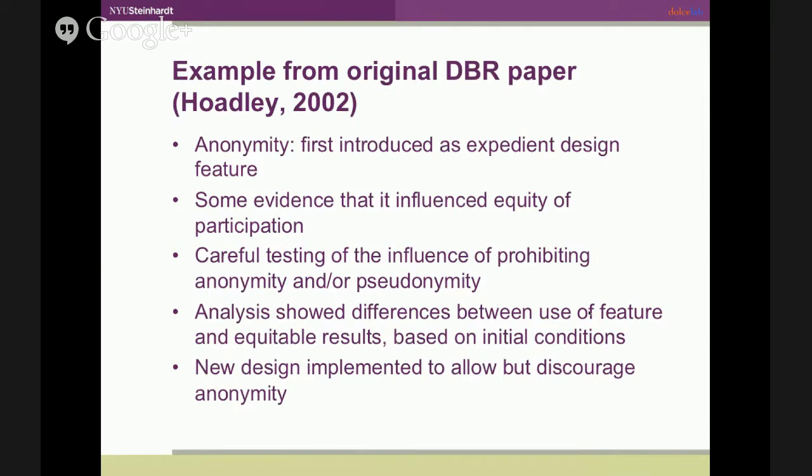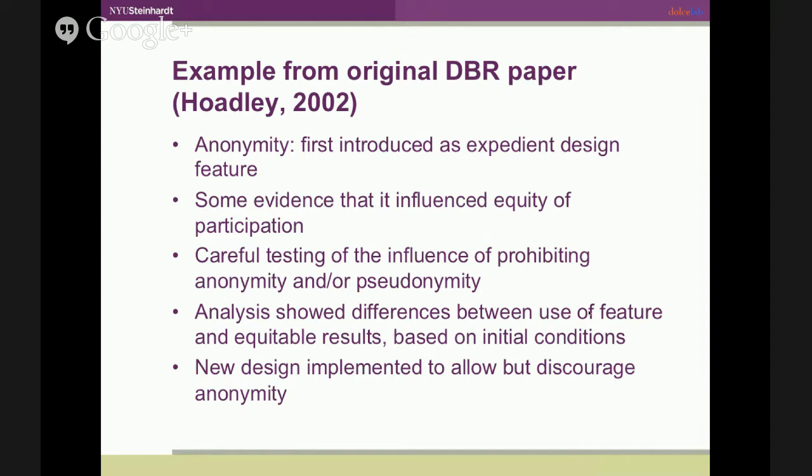And so the sort of example of a DBR trajectory that was in the original 2002 CSCL paper was really the story of how we dealt with anonymity. Initially, when we designed the MFA system, we were using theories of knowledge building and also Roy P's theory of productive discourse. One pillar of which was inclusiveness.